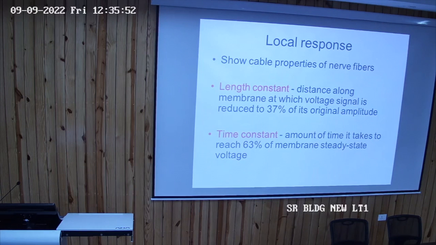These local responses again show something like cable properties. ये आपने पढ़ लिया है, पहले ही पढ़ लिया ना cable properties के बारे में. Length constant and time constant. Okay, ध्यान करो क्या होता है ये. Length constant is the distance along which, ये पढ़ रहा हूं अभी मैं इसको, along the membrane at which the voltage signal is reduced to 37% of its original value.